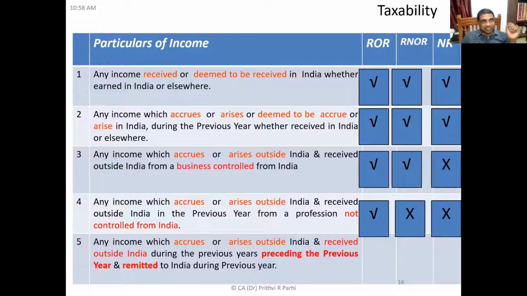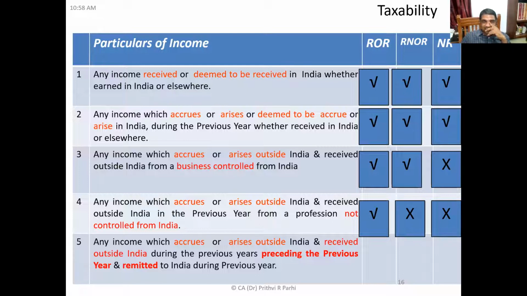Point number 5. Any income that accrues or arises outside India and is received outside India during the year preceding the previous year, that is not received during the previous year, and is remitted to India during the previous year. Meaning it is received in some other year and remitted to India during the previous year. Now talk about its taxability. Is it taxable for ROR? Yes, sir. RNOR? No, sir. NR? No, sir.